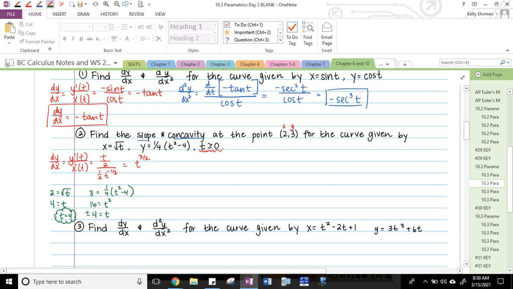All right, so the slope dy/dx evaluated at t equals 4 is 4 to the 3 halves. Square root of 4 is 2. 2 to the third is 8. So the slope is 8. For concavity, we need to find the second derivative.